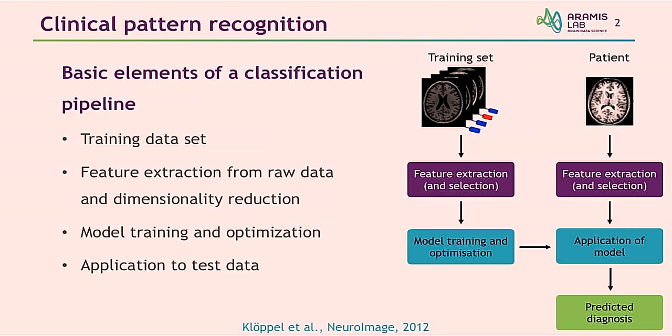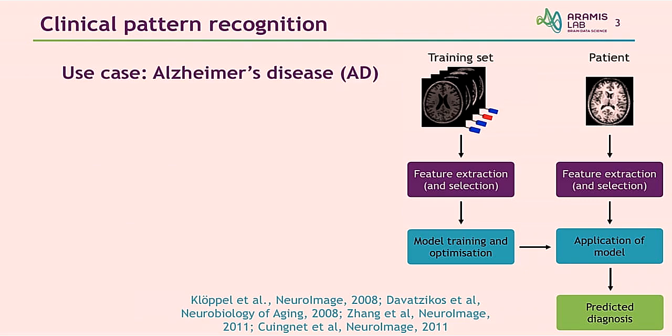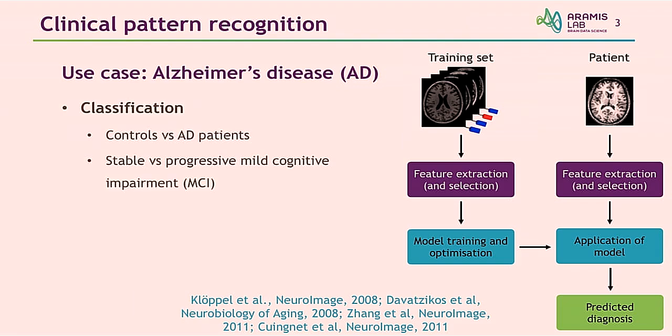So if we take Alzheimer's disease as a use case, this type of pipeline can be used to perform classification tasks, such as clinical diagnosis classification, like for example, differentiating cognitively normal subjects from patients with Alzheimer's disease or Alzheimer's dementia. You can also perform some more predictive tasks of the evolution from the prodromal stage of the disease to, for example, Alzheimer's disease. But this pipeline can also be used to perform regression tasks, for example, to predict the time of onset or future clinical score.